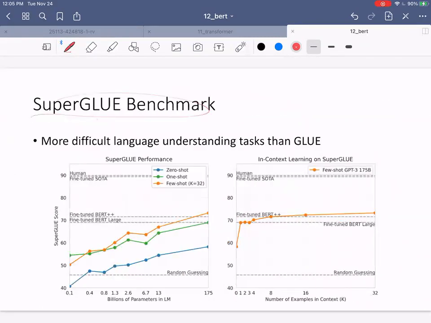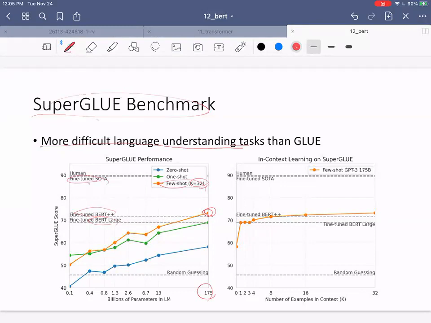This is called the SuperGLUE benchmark. It's a more difficult language understanding test than GLUE, with trickier questions and trickier data sets. And you can see that if you do few shot with 32 examples given as a condition, using 175 billion parameters, it can outperform fine-tuned BERT and fine-tuned BERT large. So even without any fine-tuning, it can outperform fine-tuned BERT, but not the fine-tuned state of the art though.